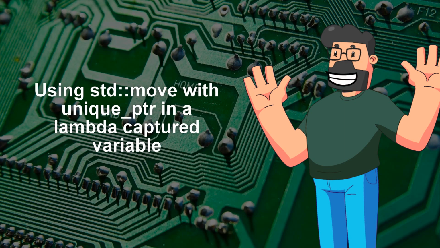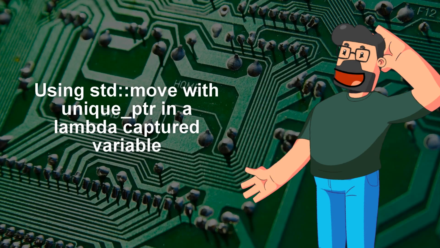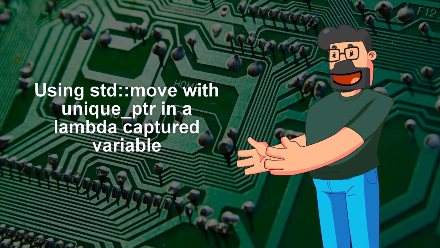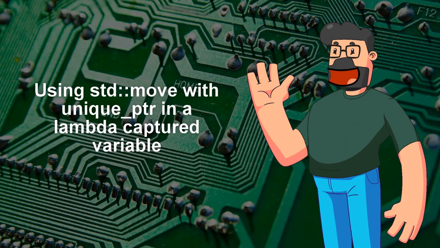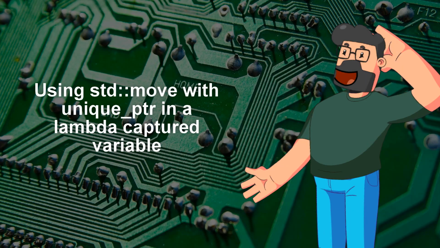Welcome everyone. Today we're diving into a programming problem that involves capturing std::unique_ptr into a lambda, and then moving it into another function inside that lambda. The issue arises when attempting to compile two minimal examples that fail for different reasons. Let's explore these scenarios in detail to understand the challenges at hand.